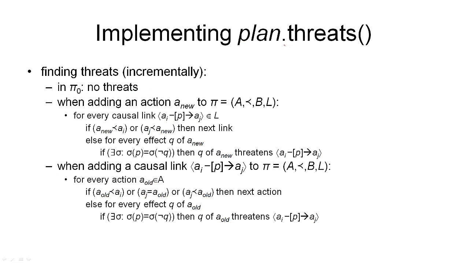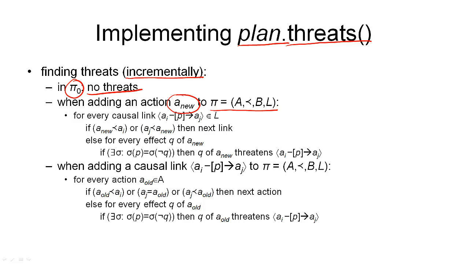Next, we have to compute the threats that exist in our current partial plan. And again, we will do this incrementally rather than compute them every time we go through the loop. We start with our initial plan pi0 that simply contains no threats, so that is very easy to compute. The other cases are a little more complex. New threats can be introduced into our plan every time we add an action to our plan. So suppose we're adding our action A new to our plan, consisting of the usual things.